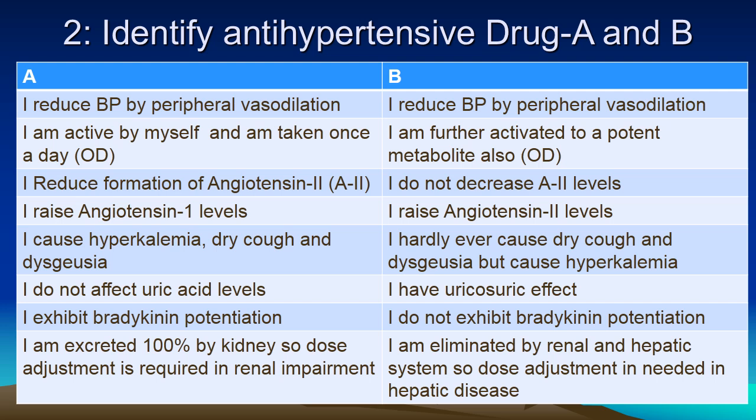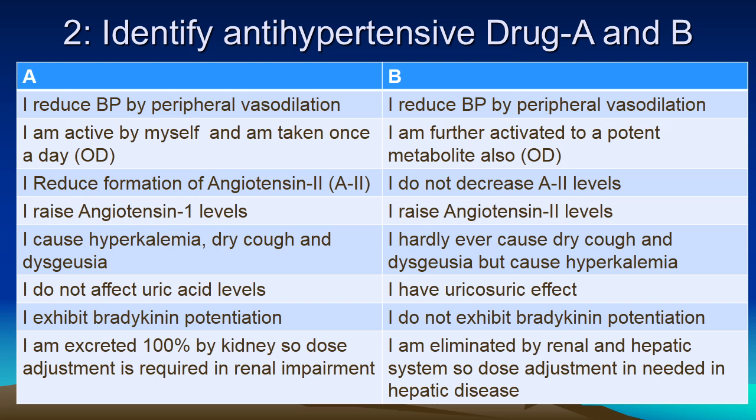A has no effect on uric acid levels. B has uricosuric action. A potentiates bradykinin, B does not potentiate bradykinin. And A is 100% excreted through the kidney, and therefore dose adjustment is needed in renal disease. Whereas B is eliminated by renal and hepatic systems, so dose adjustment may be required in liver disease.